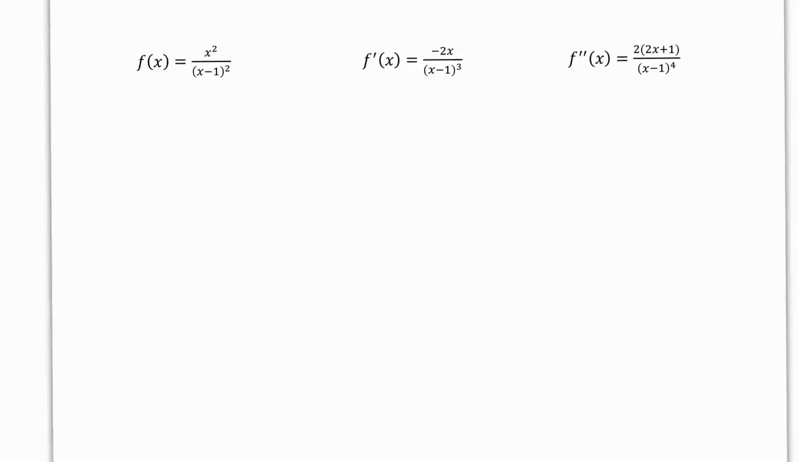Hello. In this video we're going to look at two final examples of curve sketching. For the first one we have f(x) as x squared over (x minus 1) squared. We have f prime given to us and f double prime. So we check really quick to make sure they're factored, and yep, looking at all of them, we don't have any quadratics that need to be factored, so we're good to go.